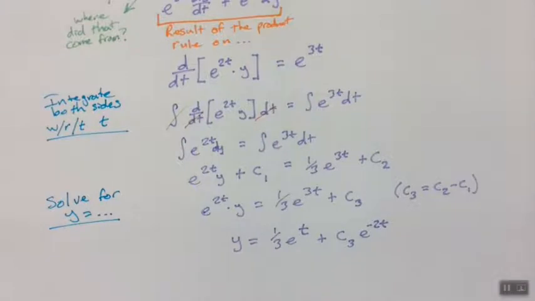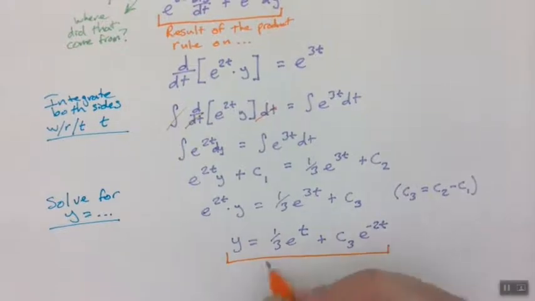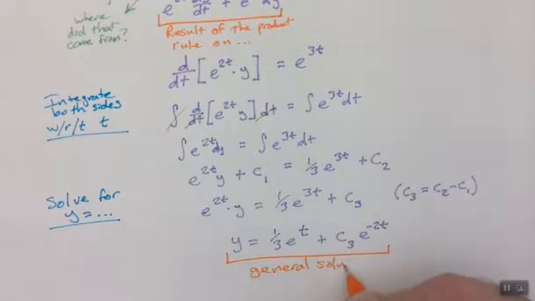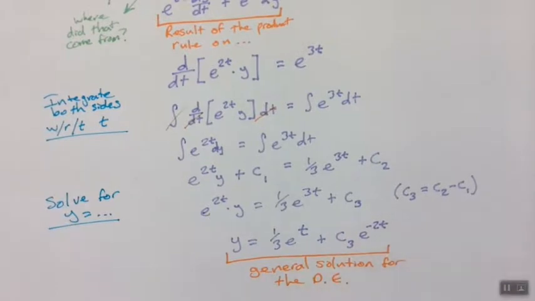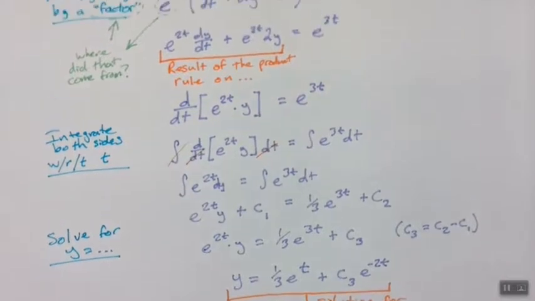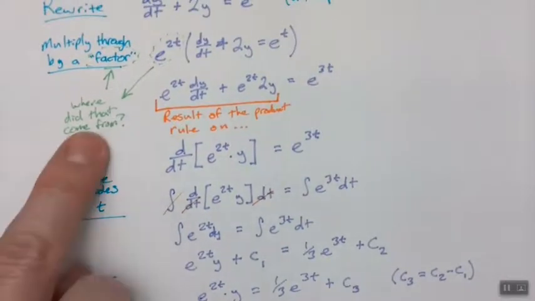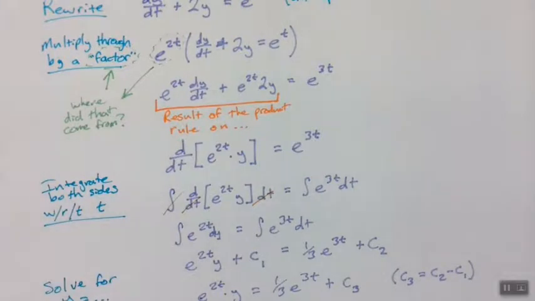And it turns out that what we've just done is we've found our general solution. That right here is the general solution for the differential equation. And this method all hinges on that super important question back in this step. Where the heck did that come from? Where did that e to the 2t come from?